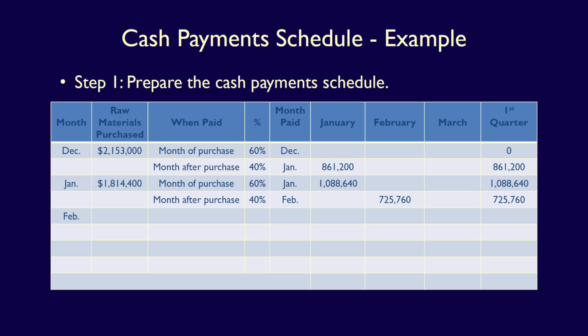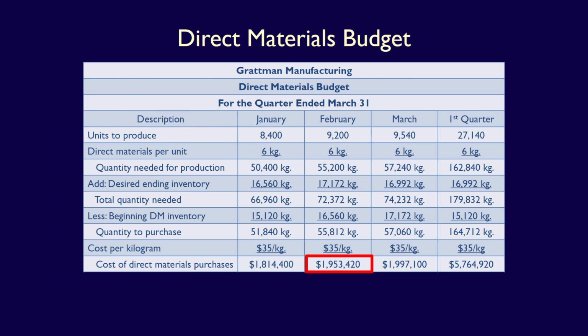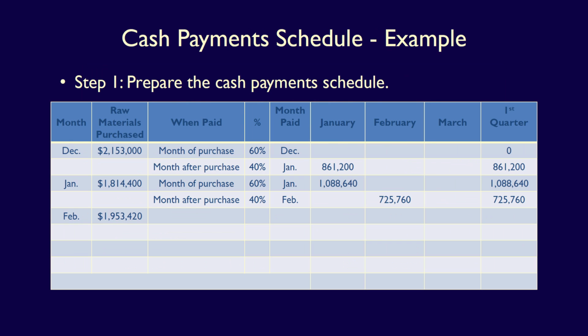We've now finished January, so we move on to February raw material purchases, which again we get from the direct material budget. Total cost of direct material purchases for February, $1,953,420. So we transfer that into our raw material purchases column, $1,953,420. When did we pay for some of these purchases? Same as December and January, we simply copy down when paid, month of purchase, percentage paid, 60%.